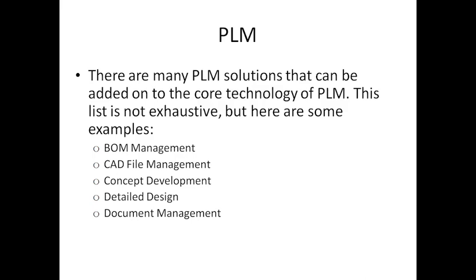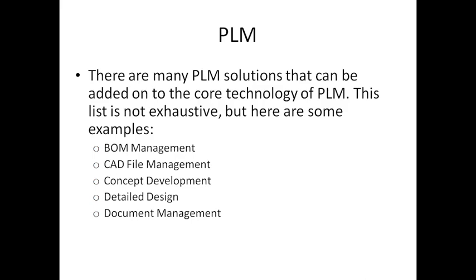Then there are many PLM solutions that can be added to the core technology of PLM. So these are the enabling tools which help you to improve the efficiency of the PLM systems. This list is not exhaustive, but here are some of the examples, like bill of material management. For example, I gave you an example of an engine. So an engine, if it is a four-cylinder engine, will typically require four cylinder liners, four pistons, then four connecting rods, but one engine casing in which all these things will be housed.